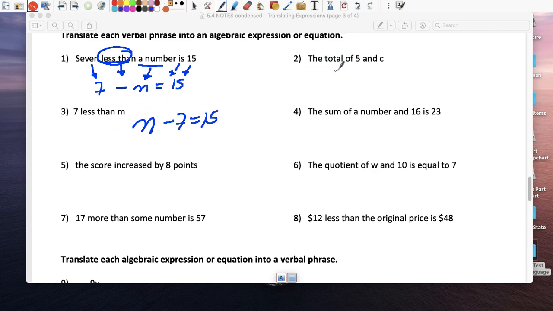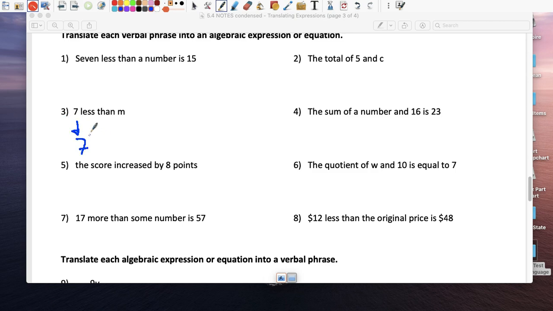2, the total means addition of 5 and c. So this one is not an equation because it doesn't have an equal sign. This is an expression, and the first one was an equation. 7 less than, which means subtraction. And then m, a number we don't know, but the word is less than, so please make sure you make that switch.